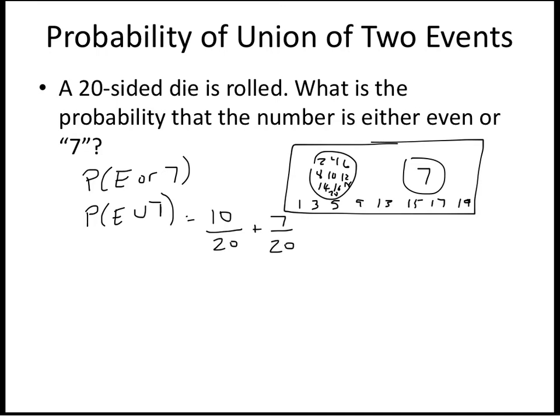So 10 20ths plus, or sorry, not 7, 1. There's only one 7, right? Make sure you don't make that mistake. Okay, I caught myself in the middle of it. It's not that we have 7 possibilities. We only have one, and that's that it could be 7. So 10 plus 1 would be 11 different configurations over 20, which is about a 55% chance, okay?